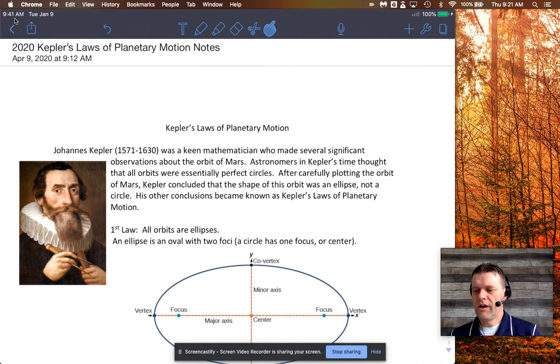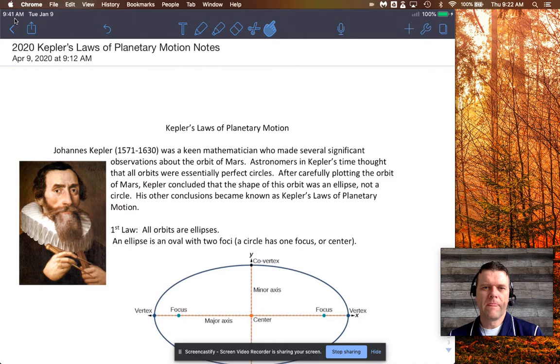Basically, in Kepler's day, everybody thought that orbits were perfect circles, and that's an easy conclusion to make based on their observations. What he did, though, is he carefully analyzed the orbit of Mars. He got some data from an astronomer named Tycho Brahe. I think I'm saying his name right. And when he plotted it, he realized that the orbit of Mars did not quite fit a perfect circle. He couldn't make it fit.